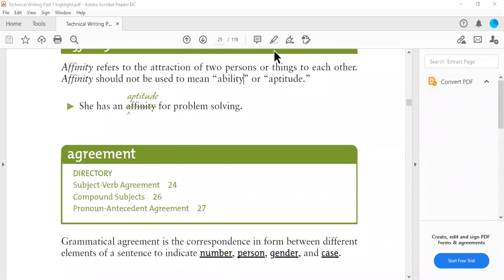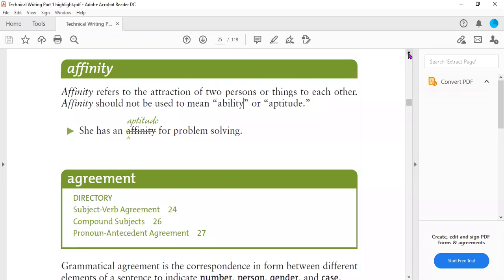Okay, good evening, everybody. So today we will continue our discussion of technical and professional writing, and we will start with the word affinity. Affinity here refers to the attraction of two persons or things to each other.